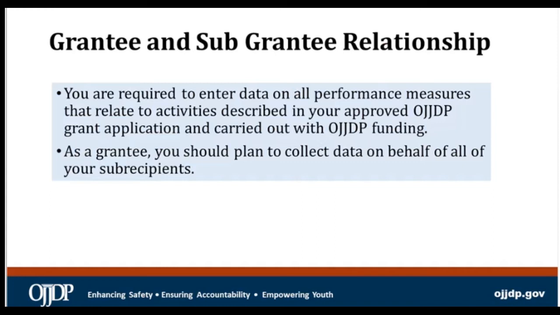Just briefly, I wanted to mention the grantee and sub-grantee relationship, noting that this relationship adds a unique dimension to data collection, reporting, and analysis. The key item to remember here in a relationship like this is that grantees must monitor sub-grantees to include reviewing all reports for reasonableness and accuracy. You are required to enter data on all performance measures that relate to activities described in your approved OJJDP grant application and carried out with OJJDP funding. As a grantee, you should plan to collect data on behalf of all of your sub-recipients.